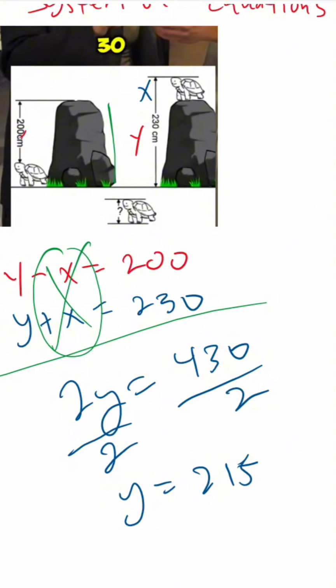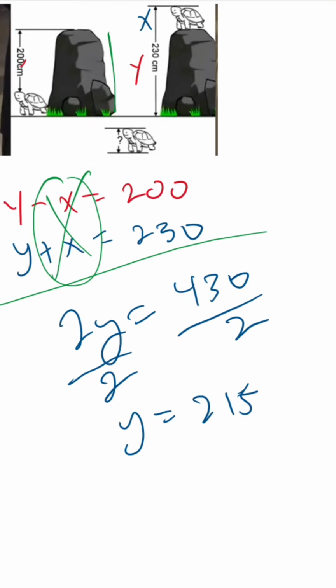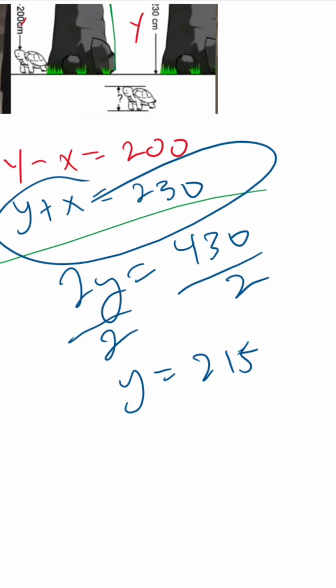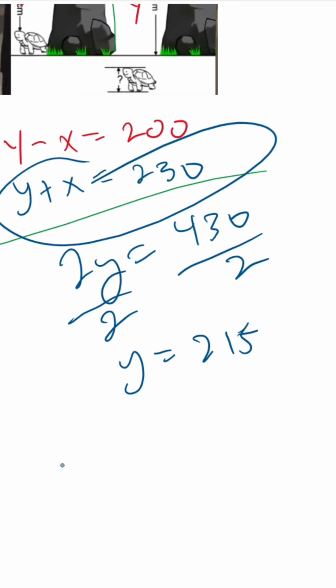Perfect. So now that we have one variable, we're going to plug that into one of the original equations to find the other variable. So I'm going to erase this right here. I'm going to take this guy right here. So we basically have Y plus X equals 230, but we found what Y is. So we have 215 plus X is equal to 230.